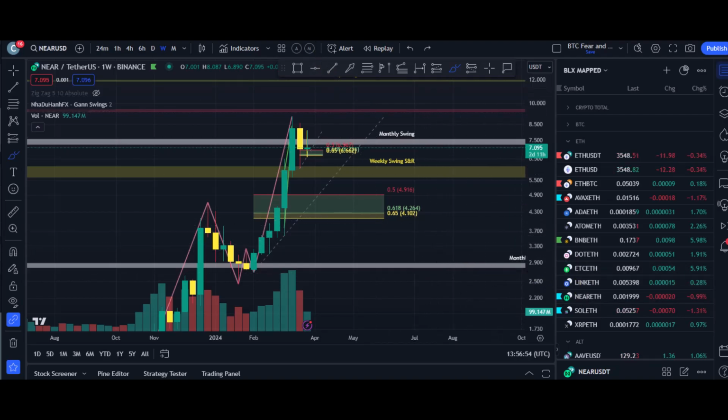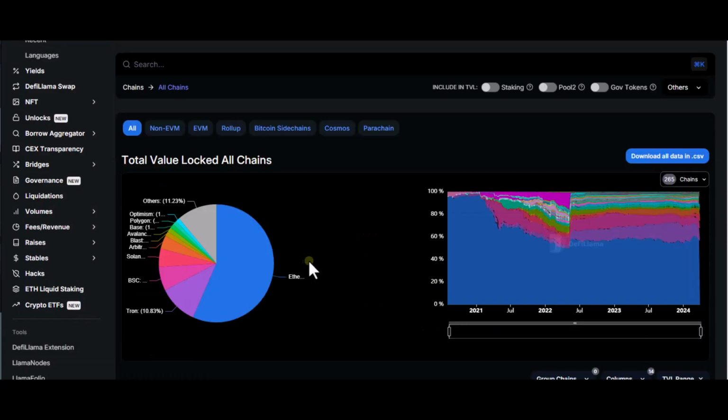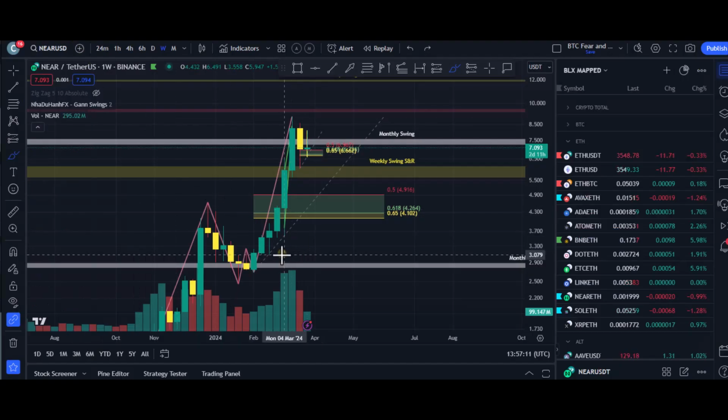If you have a quick look at DeFi Llama, you can see the total value locked on Ethereum, 52.63 billion. Where's near? Near's not even near. Near's probably part of others. So it's important to know where your altcoin stands in relation to everything else, because when things go down, this is going to tank. This will tank, but the upside is a lot more.